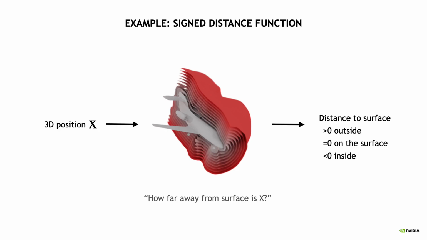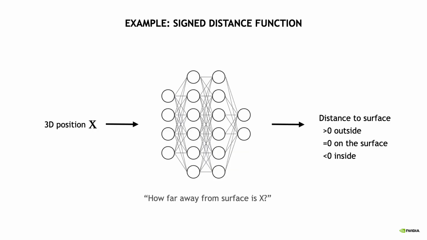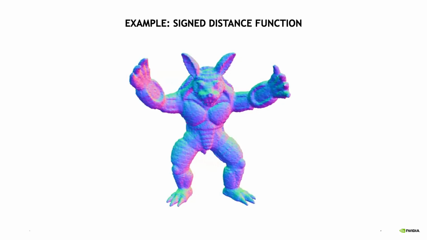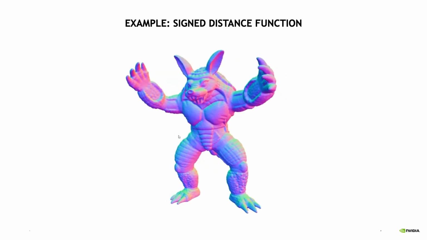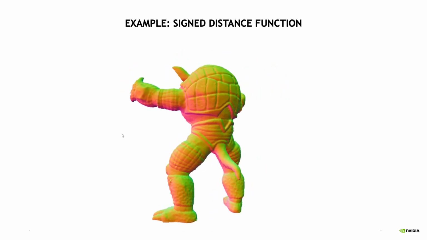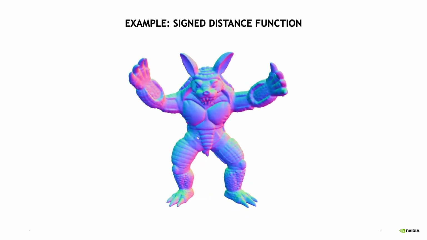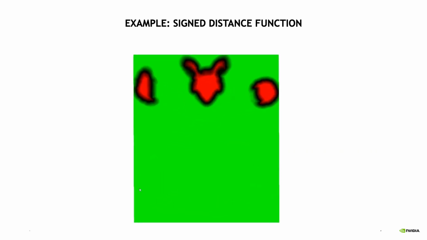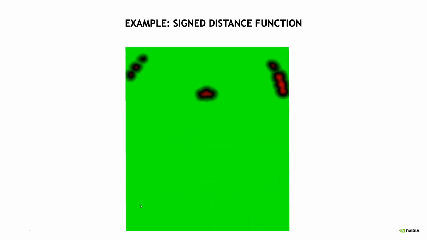Another graphics primitive are signed distance functions. Here, given a 3D position x, the function returns the distance to a 2D surface, where that distance is positive on the outside of the surface and negative on the inside. Again, one might consider training a neural network to represent this function. Here you can see instant training of such a neural signed distance function. The first half of the video shows the learned shape, and the second half of the video, which should start in a second, I'm visualizing slices through this function that the neural network has learned, where red means negative values and green means positive values.